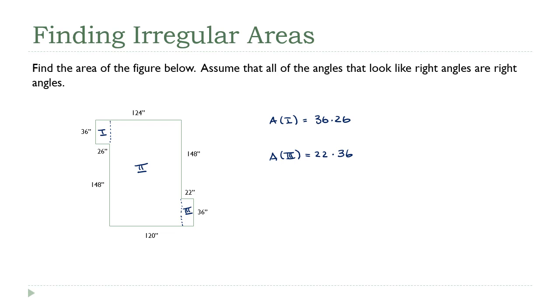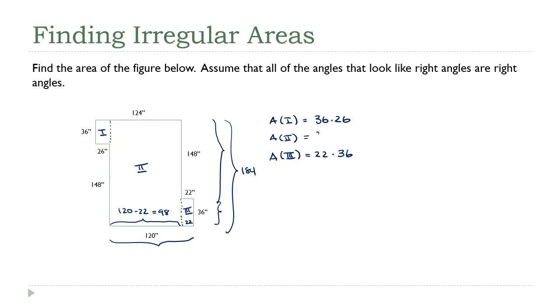And how about that big piece in the middle? Well, the big piece in the middle is a little tricky because I don't have those lengths, right? But let's see what we can do. I need this length here. Well, I know that the whole length is 120, and this piece is 22. That means that this piece must be 120 minus 22, or 98. And for this whole big piece here, I know that this piece is 148, and this piece is 36, which means the whole thing must be 148 plus 36, which is 184.